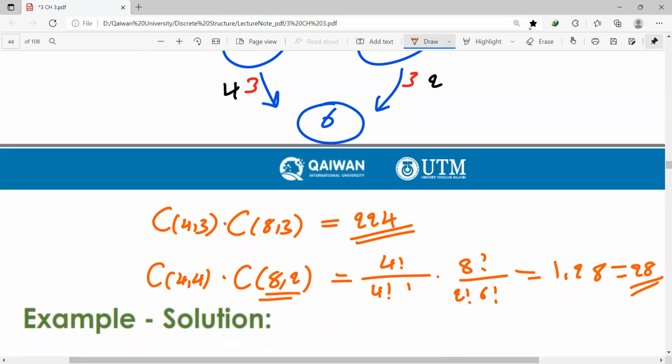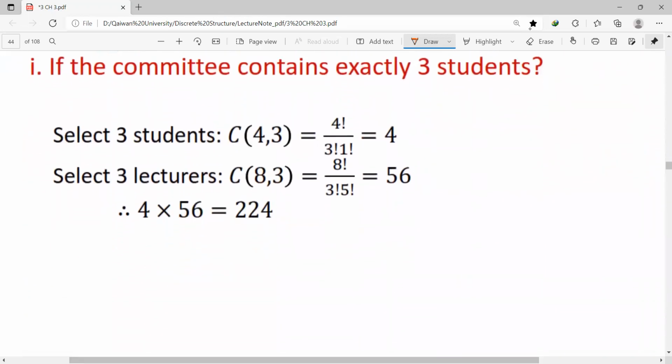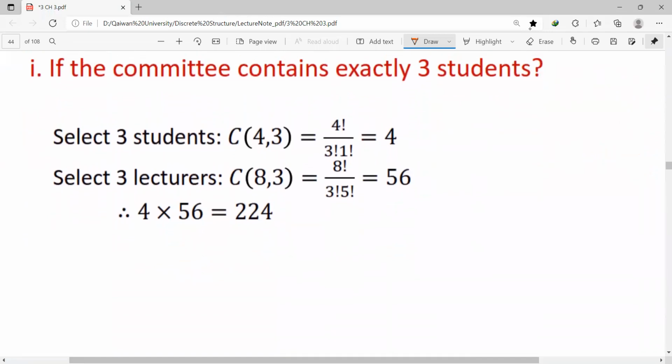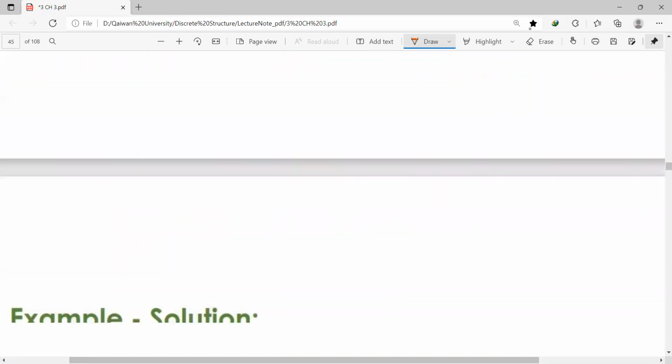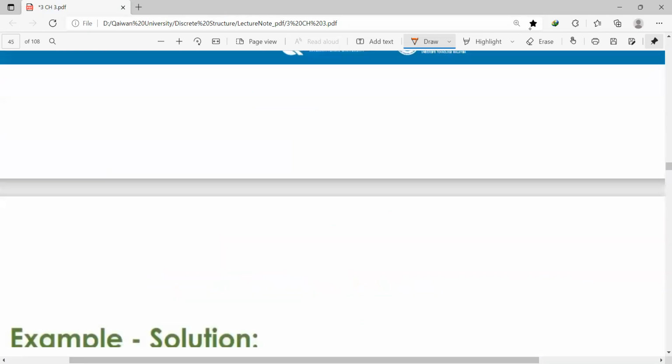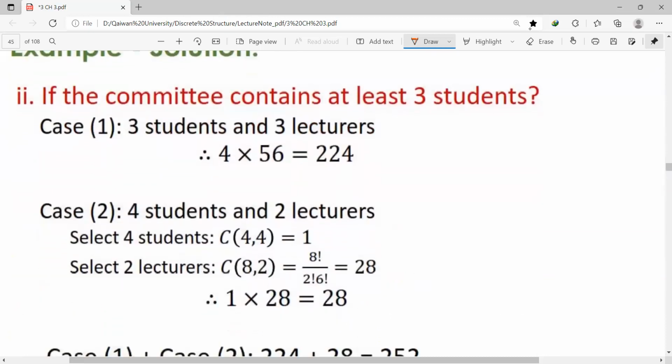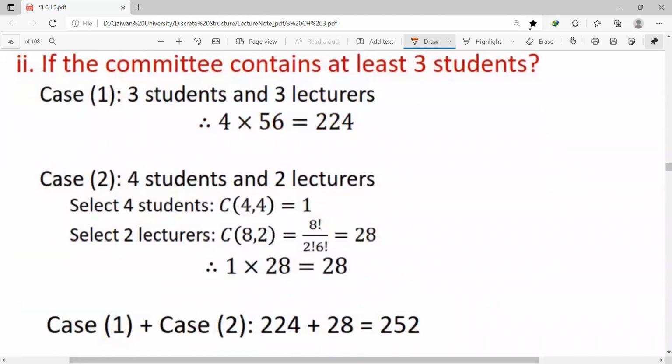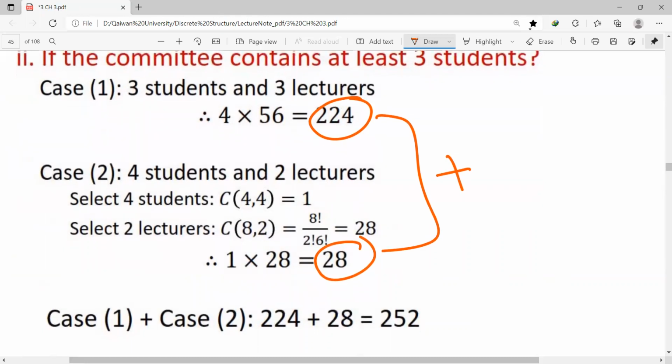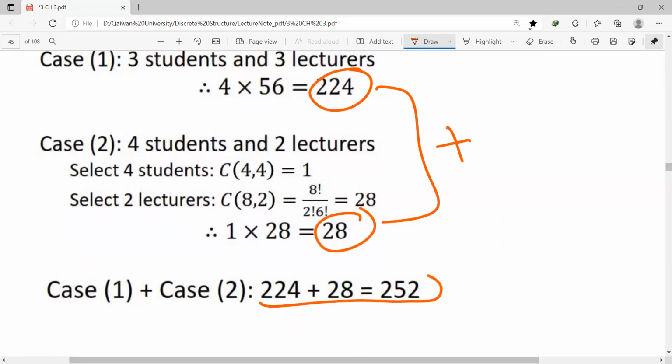And in the previous case, we got 224. We add them. Okay? So that's it. It's the second part. Here we get 28, and here we got 224. We just add these two. We get the result. It's 252.